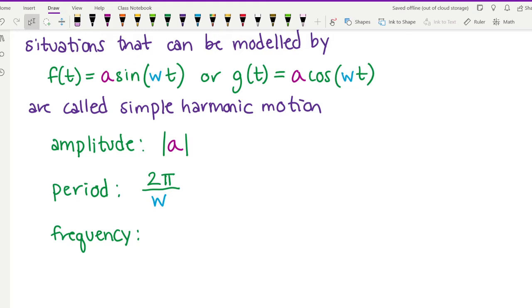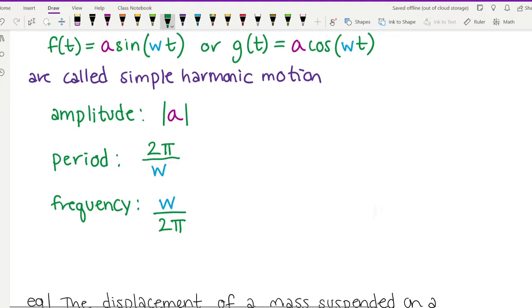Okay, so finally, there's something called frequency. We'll come back and talk about exactly what that means in a little bit, but I'm just going to tell you for now how you calculate it. To find the frequency, you take the reciprocal of the period. So whatever this coefficient w is, you divide that by 2 pi. And again, once we see an example, it'll be a lot easier to understand the significance of things like period and frequency. So we'll come back to that.